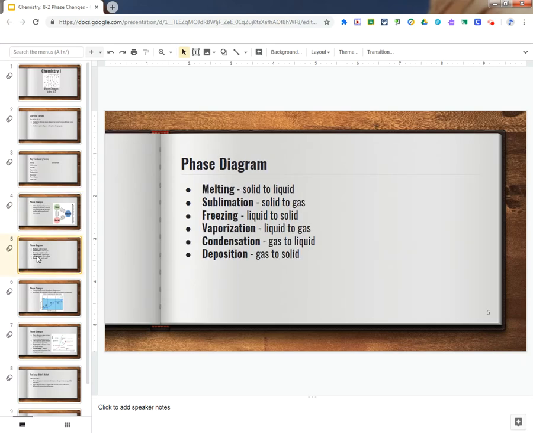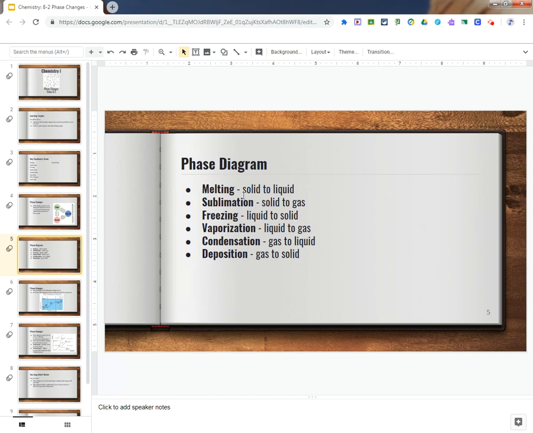So as we get going, melting is simply going from a solid to a liquid, which you already know. Sublimation is going from solid straight to a gas. Freezing is going from a liquid to solid. Vaporization is going from a liquid to a gas. Condensation is going from gas to a liquid. Think of the condensation on your window. Think of condensation in your refrigerator. And then deposition is going from a gas to a solid.